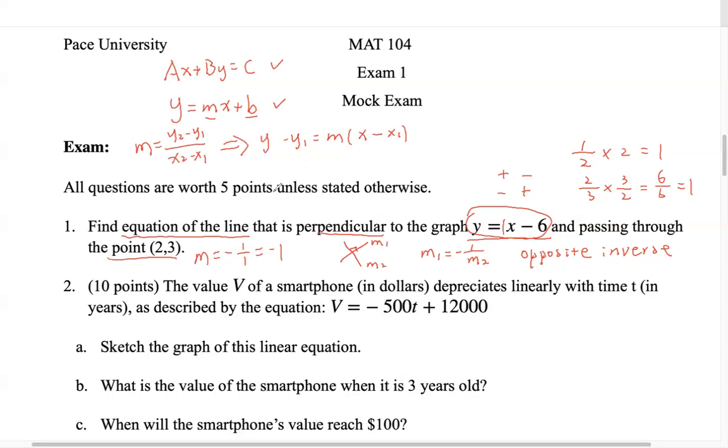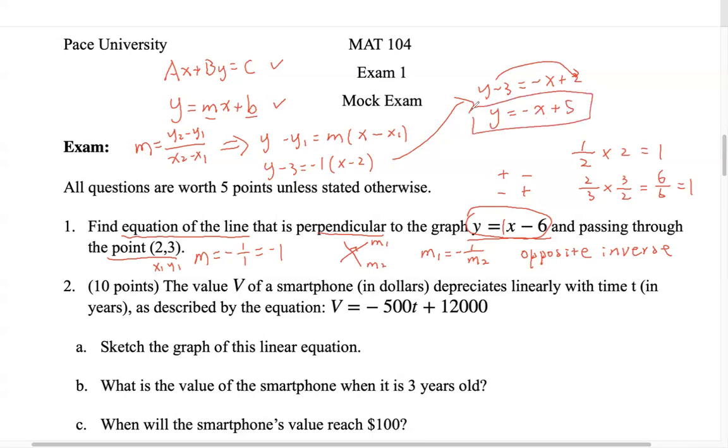So now we know the slope is m. And we're given this 2, 3, right? Let's call this x1, y1. So we use this formula. We have y minus 3 equals negative 1 times x minus 2. We simplify a little bit. So we have y minus 3 equals negative 1 times x, that's negative x, negative 1 times negative 2, positive 2. We move this negative 3 to the other side, to y equals negative x plus 5. So the answer is this.